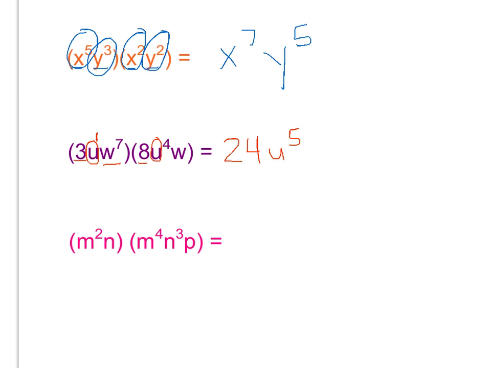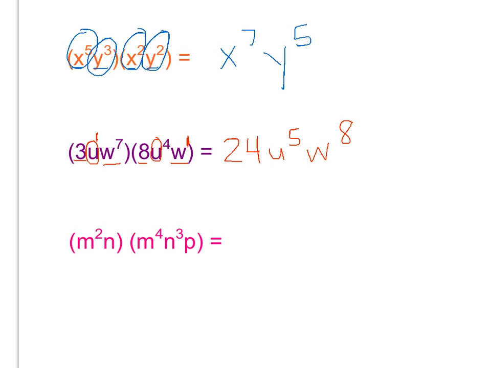And then I have my w's. Same thing here. The w doesn't have an exponent, but really it's just not written there. There's a 1. And we have w to the 7th times w to the 1st. And I would get w to the 8th. And the final one here.